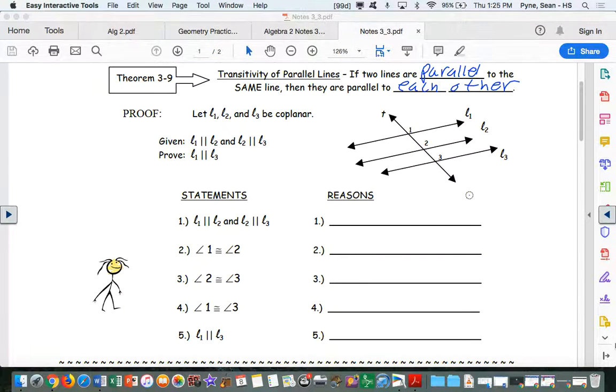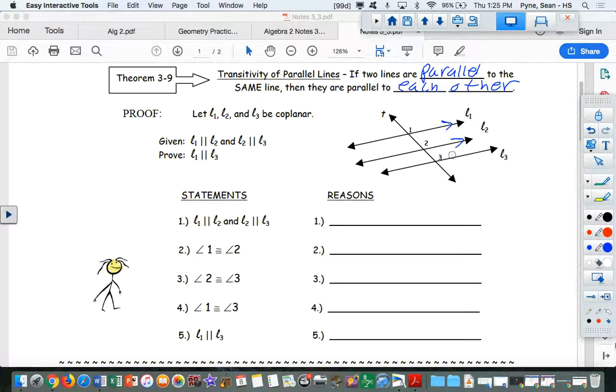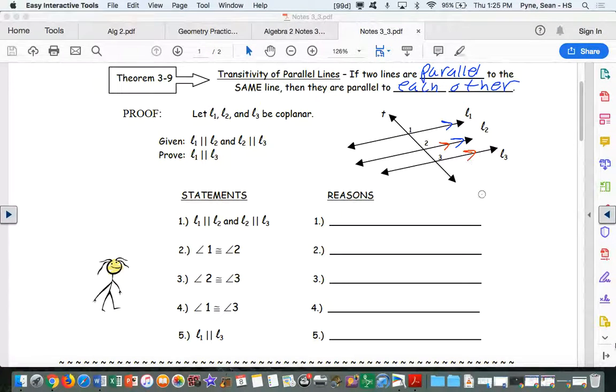So what it means in this drawing exactly is if I know that L1 is parallel to L2, and if I know that L2 is parallel to L3, then obviously L1 and L3 will be parallel. That's what it's saying. Now, what we're going to do is prove that right here, that they're going to be parallel.